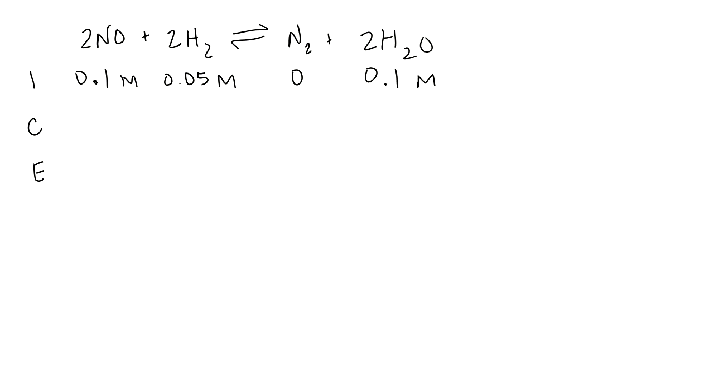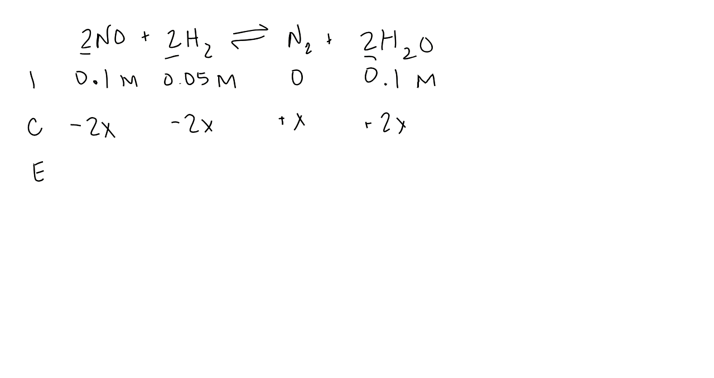We can fill in our change because, again, we're going to subtract from the reactants, we're going to add to the products, and we're going to use the stoichiometric coefficients. So the coefficient of NO is 2, so we're going to say minus 2x. For hydrogen, it's also 2, so minus 2x. Nitrogen has a coefficient of 1, so plus x. And water has a coefficient of 2, so plus 2x.